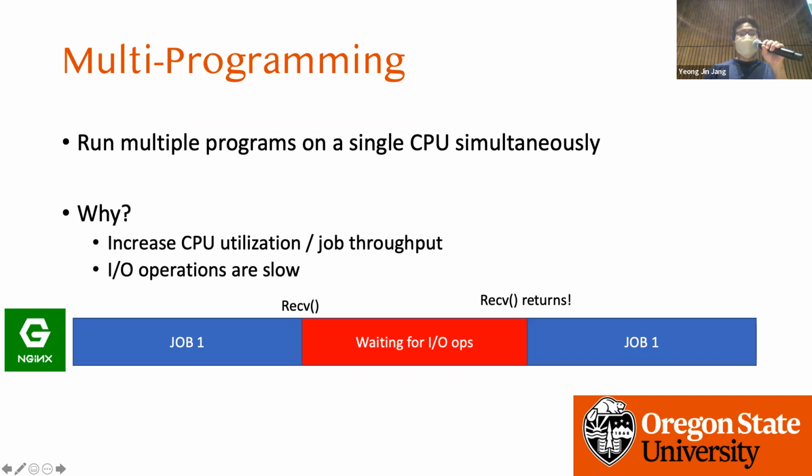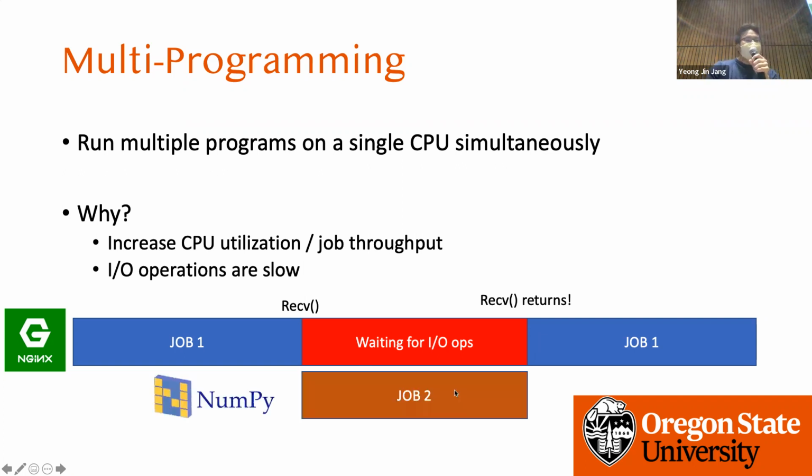So it cannot do anything. We are actually wasting CPU cycles. What if we can schedule another computation-heavy job in between? Then we are not letting the CPU sit idle. We can keep making the CPU work again and again, so we could have a better CPU utilization. So this is an example of why we need a scheduler.